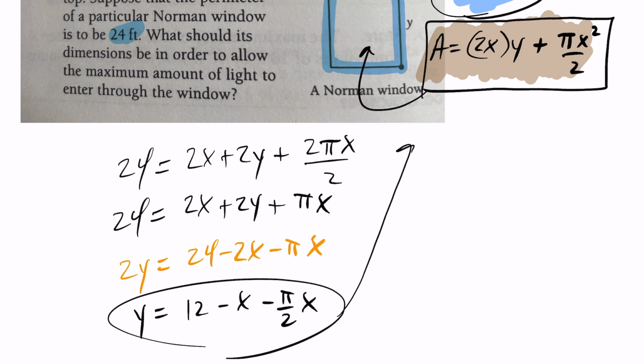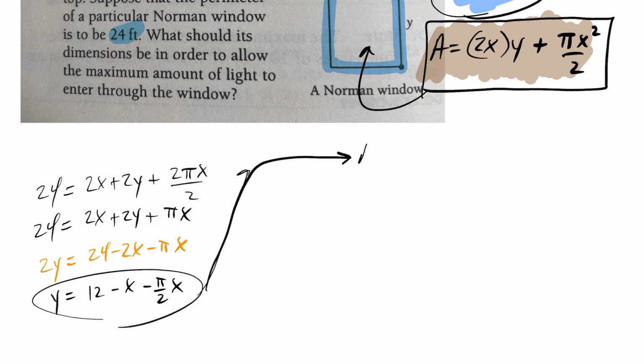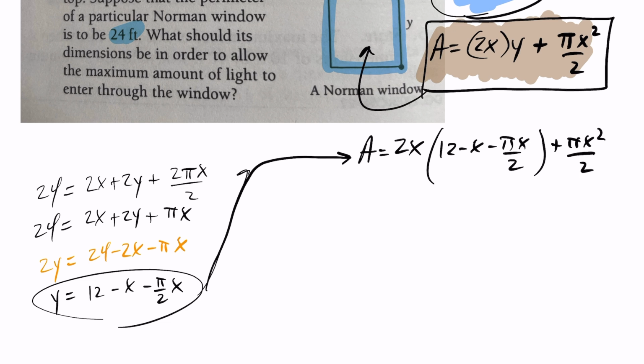That becomes the area. I'm going to dump this in my formula here. If I dump this in my formula, I'm going to get 2x, get rid of the y, you get 12 minus x minus pi x over 2, plus pi x squared over 2. And then let's try to make this look like a quadratic. So I'm going to expand this out. I get 24x, I should say, minus 2x squared minus pi x squared plus pi x squared over 2.